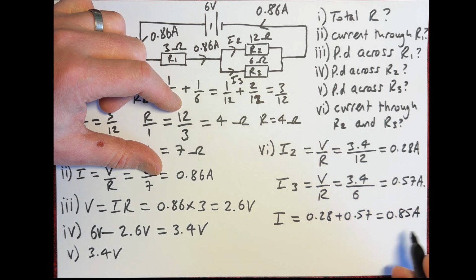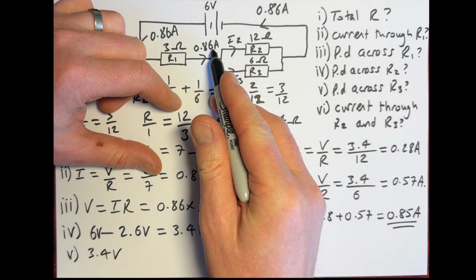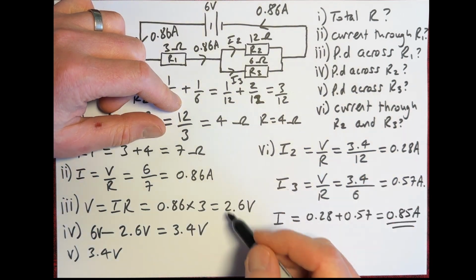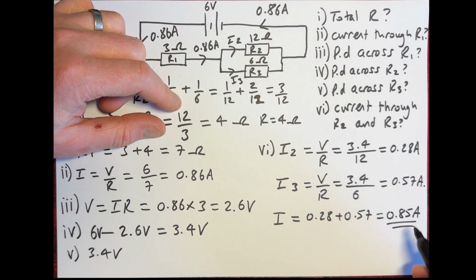0.85. Now, that doesn't equal 0.86, but no need to panic. The reason it doesn't equal that is because as we've gone along, we've rounded to 2 decimal places, and that's resulted in a rounding error. So if you use the full values from your calculator instead of the rounded values, it would add up to 0.86 amps.